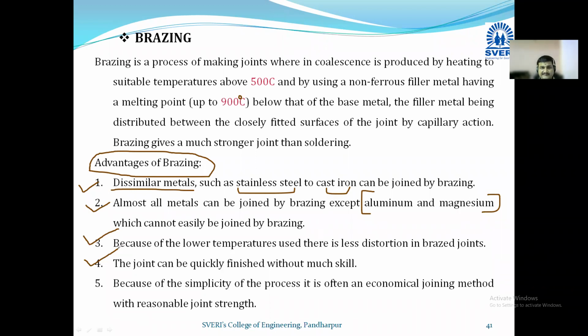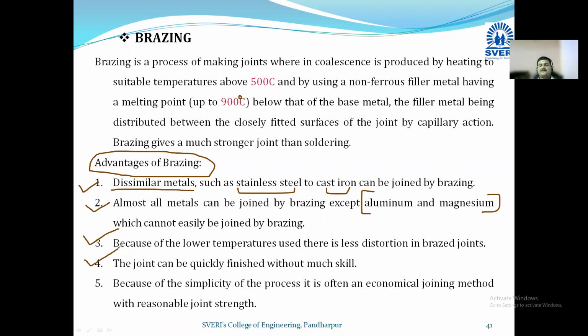The next point is, because of the simplicity of the process, it is often an economical joining method with reasonable joint strength. This process is very simple. It requires no machines to carry out. Welding rods, transformers, etc. are not required. A soldering gun is not required. Just by using the torch and the filler material, you can perform this joining operation.